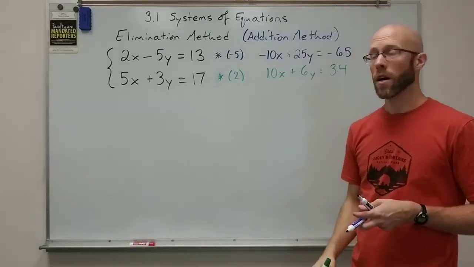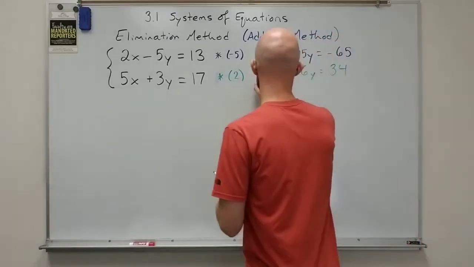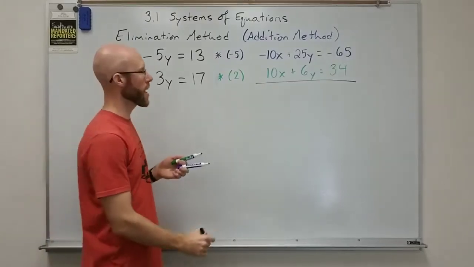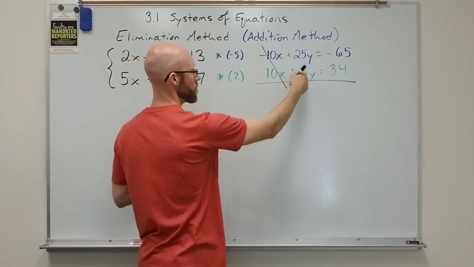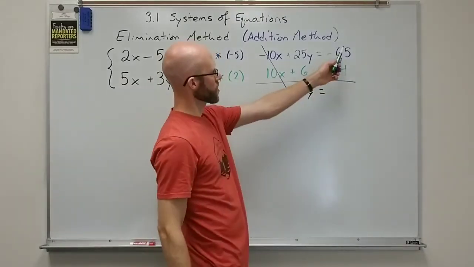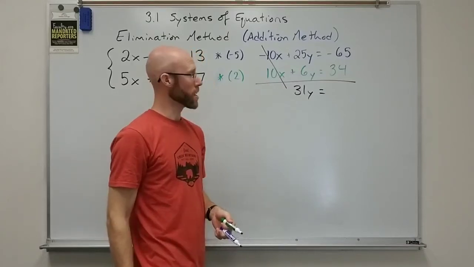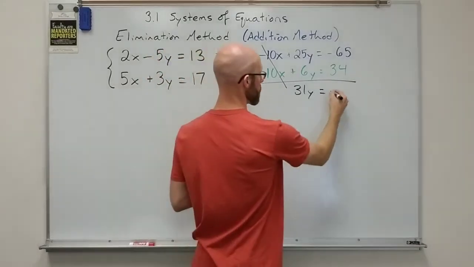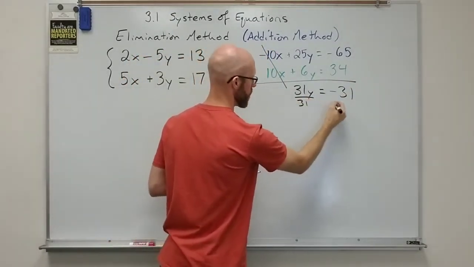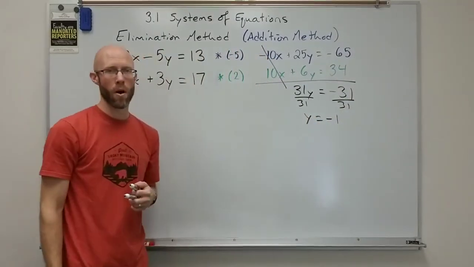Okay. From there, we add the 2 equations together. And like I said, one of the variables will drop out, in this case, the x's. X's add up to 0. The y's, we have 31 y's. And negative 65 added to 34 is going to be a negative 31, if I'm doing that right. Which works out nicely when I divide here. If I divide by 31, I get a negative 1 for my y value.